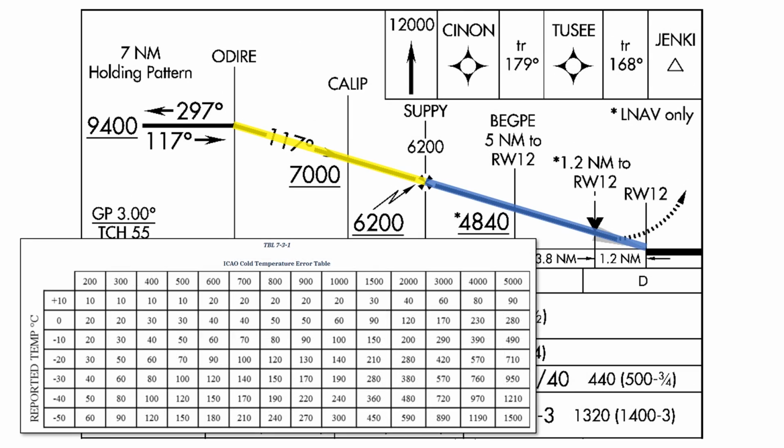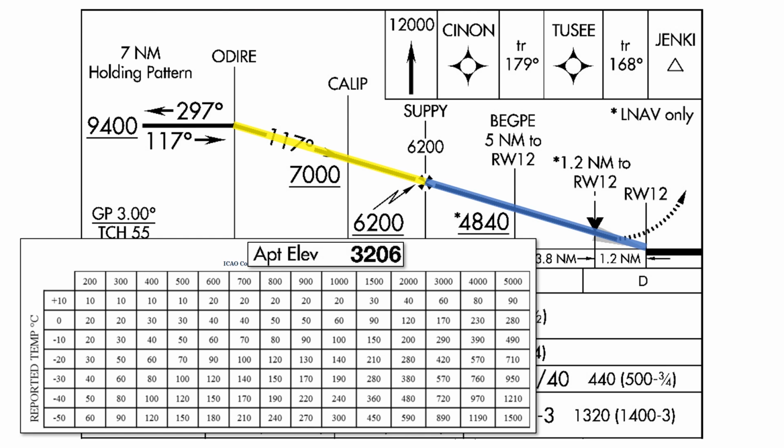Here's the altitude correction table referenced in the AIM. For the intermediate segment, we'll take the minimum altitude at the final approach fix, SUPI, which is 6,200 feet. The field elevation of the airport is 3,206 feet. The difference is almost exactly 3,000.